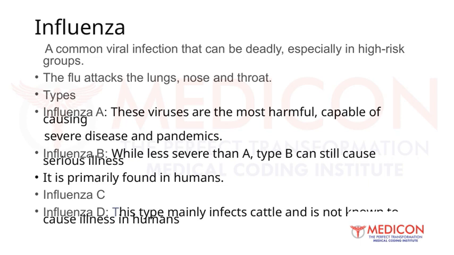And finally, influenza D primarily infects cattle and is not known to cause illness in humans, so it's less relevant for human health, but still part of the bigger picture of influenza viruses. Understanding these different types helps us grasp how complex and adaptable the influenza virus is, and why vaccination and preventive measures remain so crucial in our efforts to protect public health.